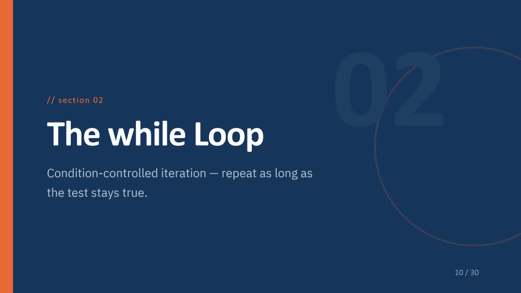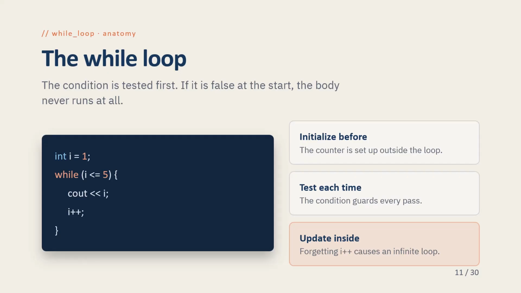Next comes the while loop. A while loop is used when the number of iterations is not known beforehand. The condition is checked before every iteration here. In a while loop, initialization happens before the loop begins. The condition is tested before every iteration, and the update must be written inside the loop. Forgetting the update can result in an infinite loop here.